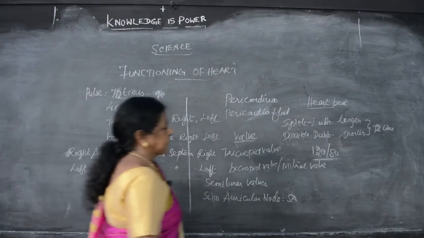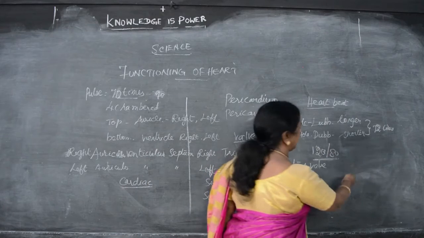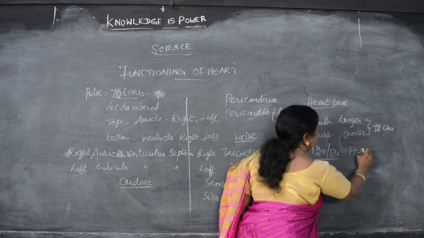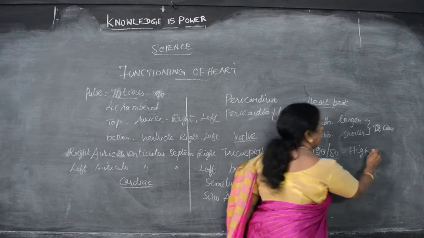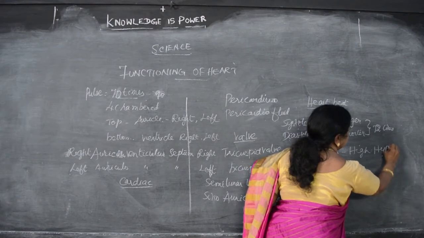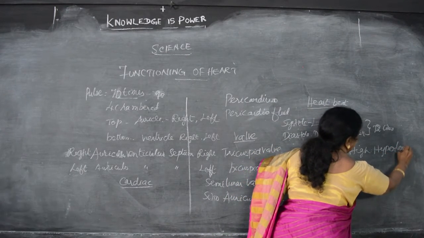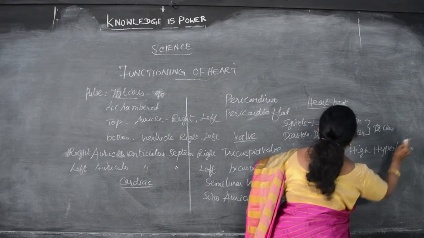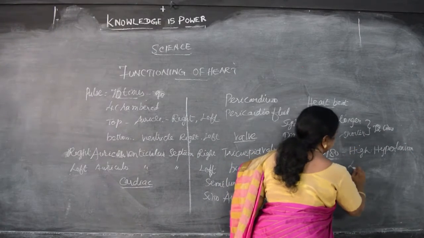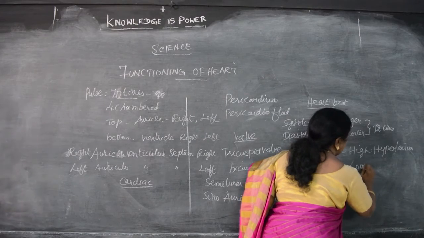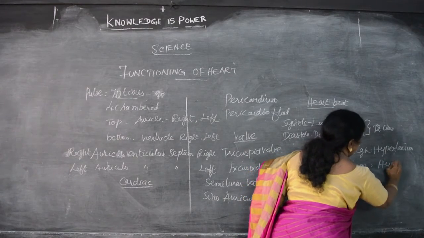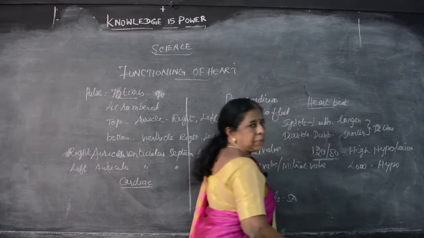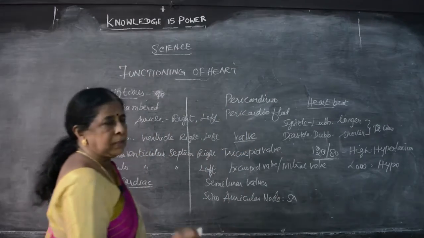If the pressure is beyond that, we say high pressure, that is hyper. We say BP for short. Then below that, low, low means we have to say hypo. Hypertension and hypotension. Clear, children?